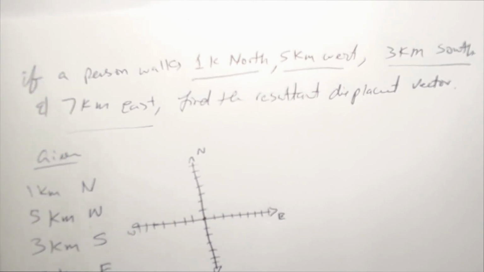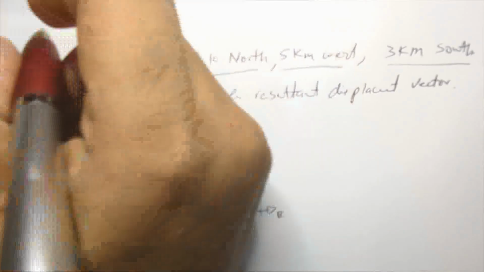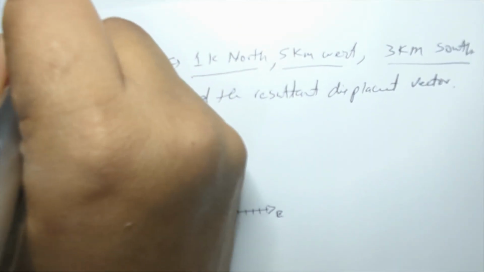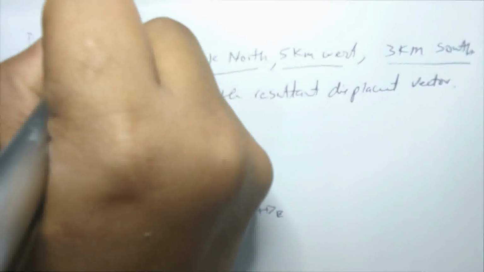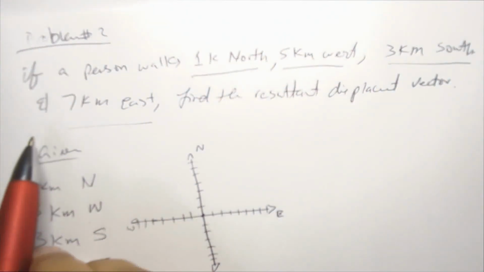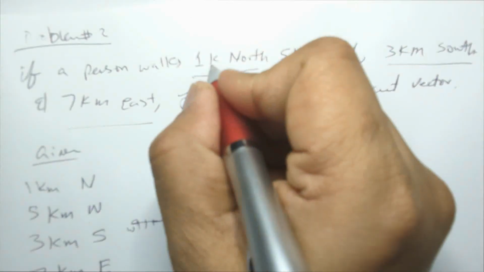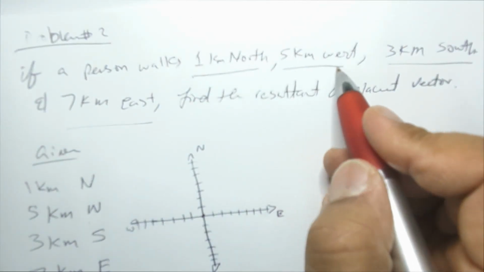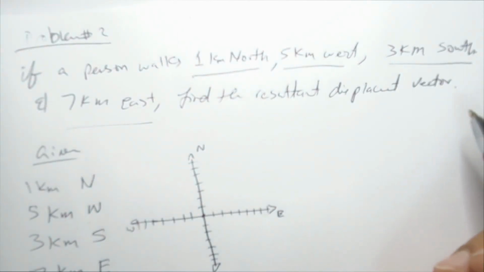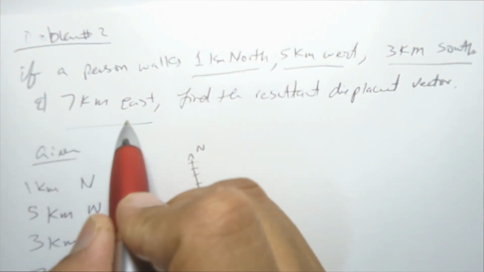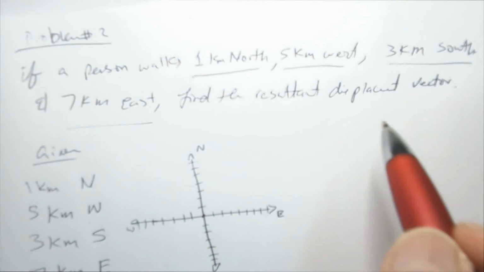So let's begin. This is our problem number 2. Let's say the problem says, if a person walks 1 kilometer north, 5 kilometers west, and 3 kilometers south, and then 7 kilometers east, find the resultant displacement.